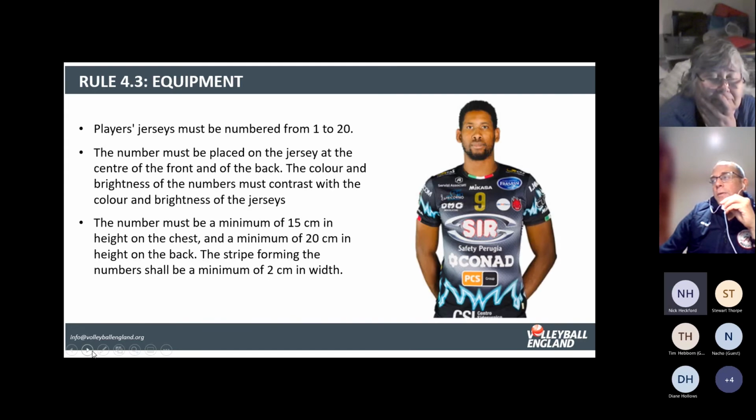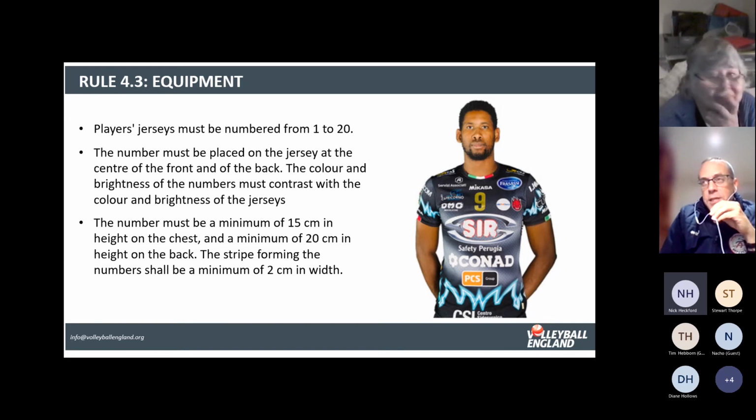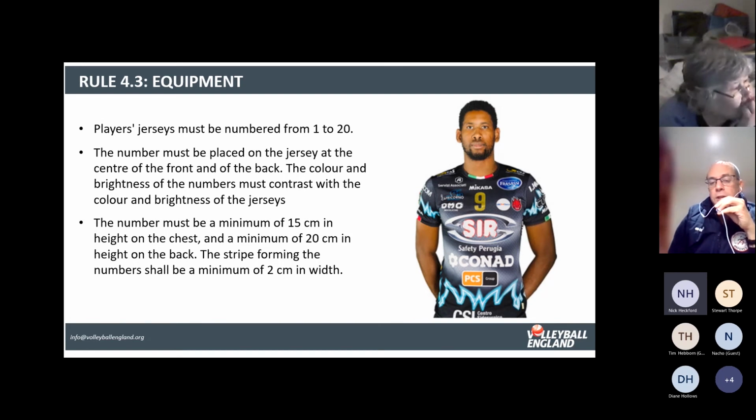So if we then go on to players' jerseys, players' jerseys must be numbered 1 to 20. We have some dispensations for teams in Division 3 in the National League. We've got a team in Division 1 at the moment, it might even be in Super League, where one of its teams has got players over 20, and this is because they're waiting for a new kit. But as long as you point it out, and as long as you write it down, then you've done all you need to do.